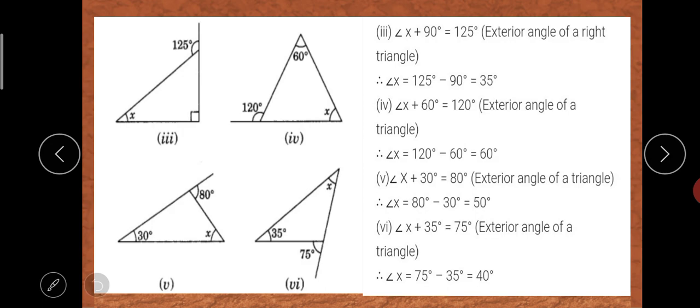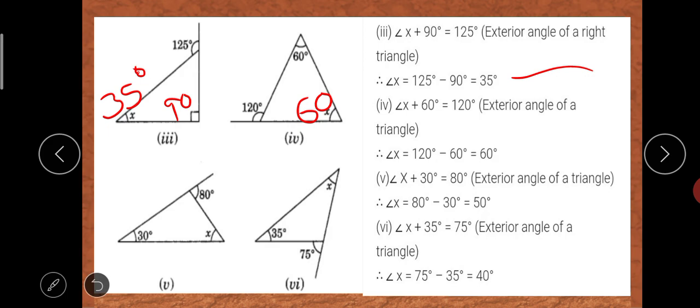Next, the third question. The exterior angle measurement given is 125, and another angle is not given, but it is a right angle, which means it is 90 degrees. So 125 minus 90, we will get 35. So here the value of X will be 35 degrees. Fourth one, see, X plus 60 equals 120, which is given here. 120 is an exterior angle. So 120 minus 60, we will get 60. So the value will again be 60.